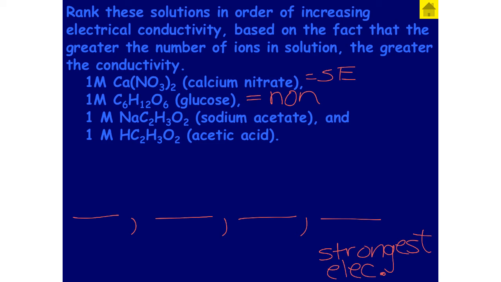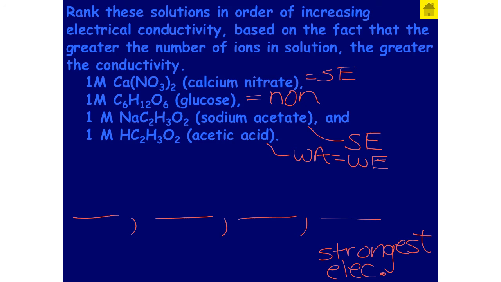We have 1 molar sodium acetate. That would be a strong electrolyte because we have a soluble ionic compound. So we'll have lots of ions in solution. And then we have acetic acid. It's an acid, so it's an electrolyte, but it's not one of our 7 strong acids. So therefore, it's a weak acid. So therefore, it's a weak electrolyte.